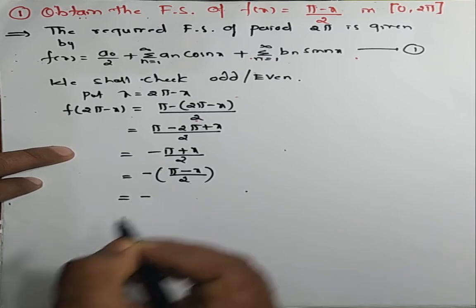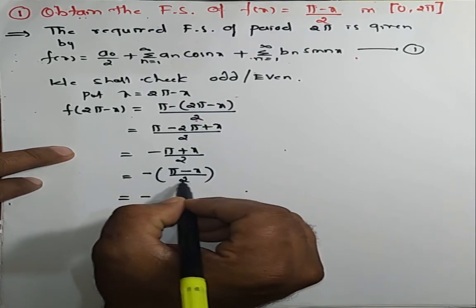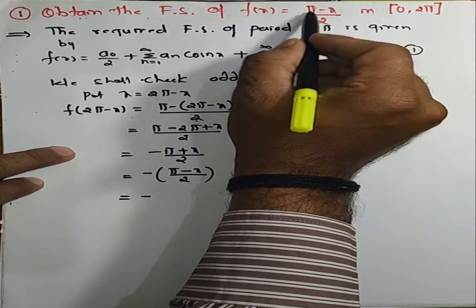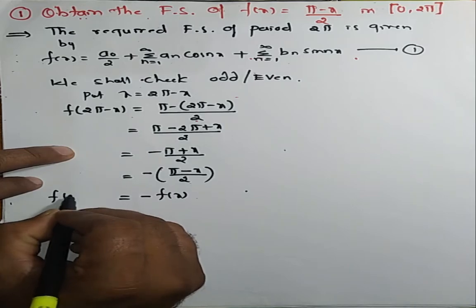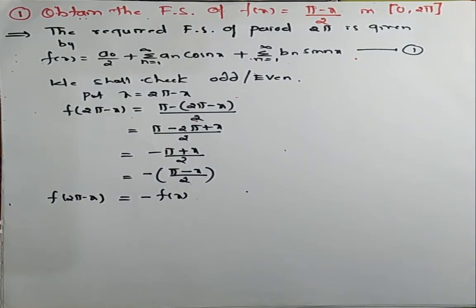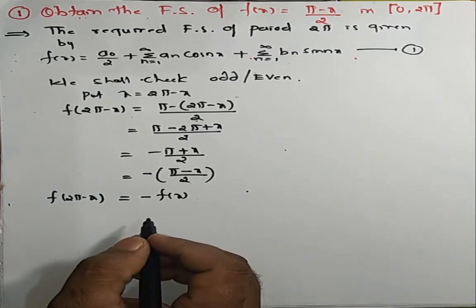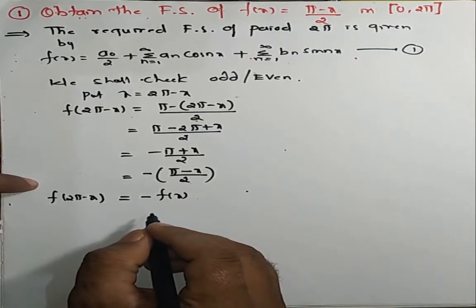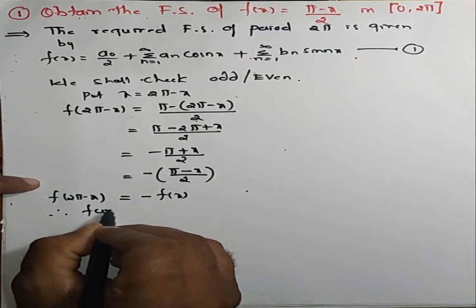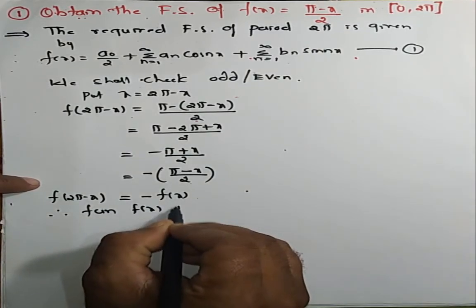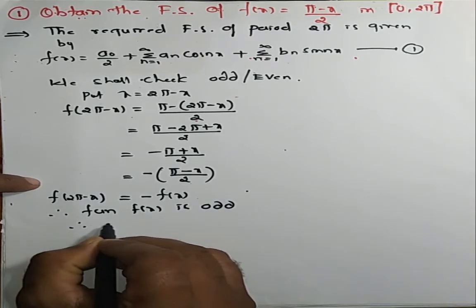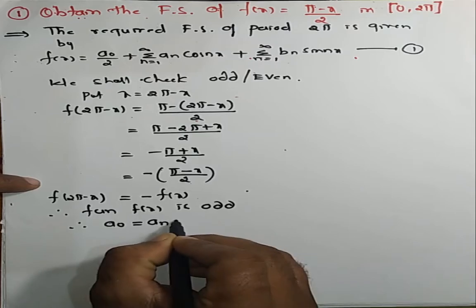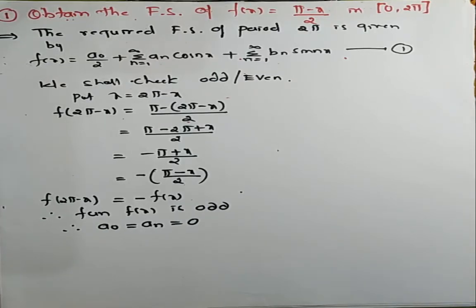So that is equal to minus, with the sign as it is. You observe this, pi minus x divided by 2, is nothing but f of x. So f of 2 pi minus x, you got minus f of x. Therefore the function f of x is odd. If the function is odd, then a naught and an always become 0, as from the table.